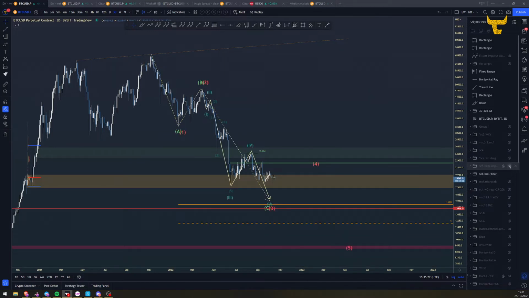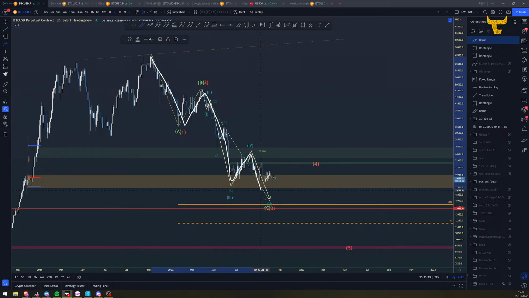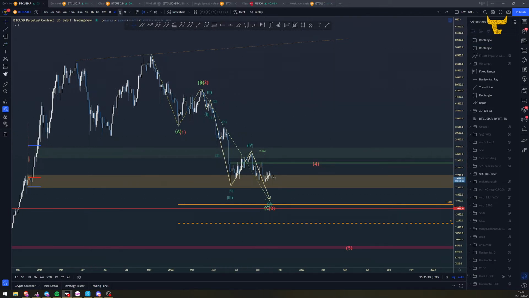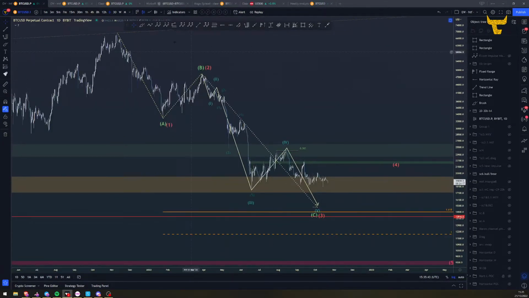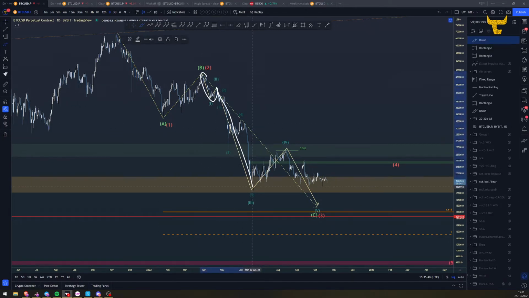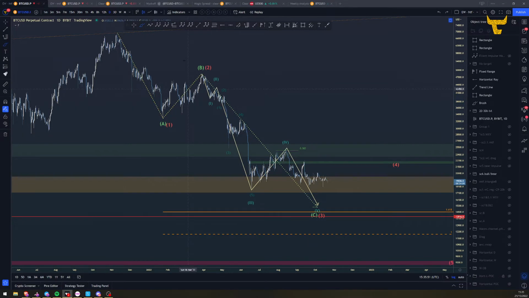So, slight variation. You see, instead of counting 1, 2, 3 for the 5th, could this wave 4 be part of this impulse move? I think this is a bit pushy. I mean, the wave 1, 2 is really small compared to the 3, 4, 5 here. But yeah, I guess it's correct. Right, I guess it is correct.